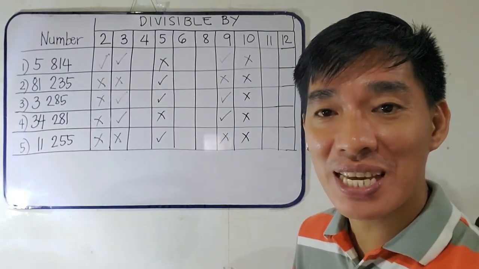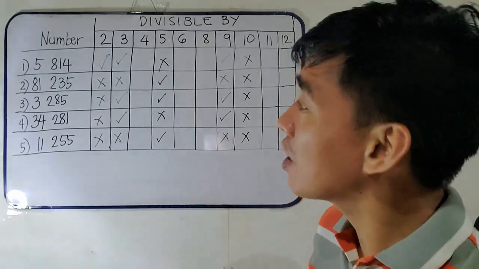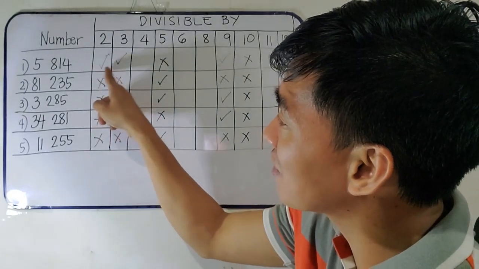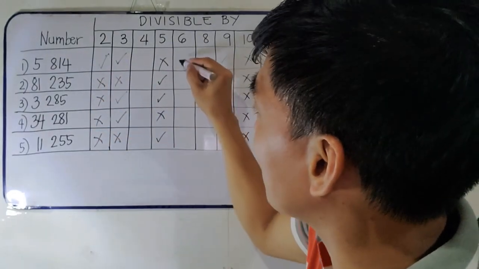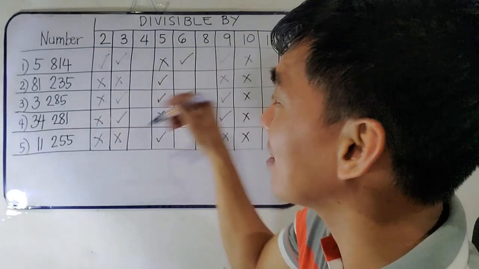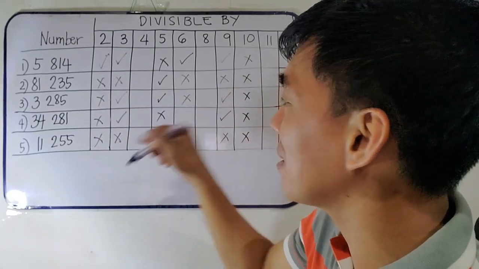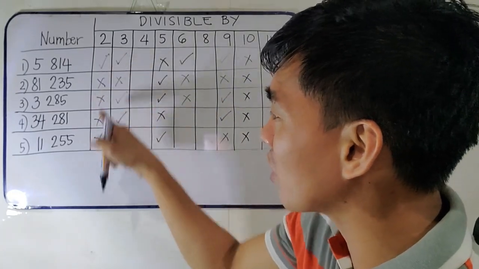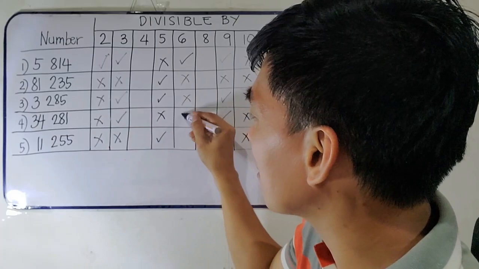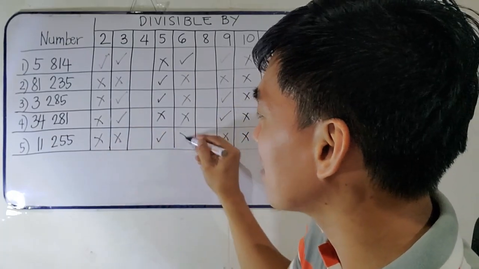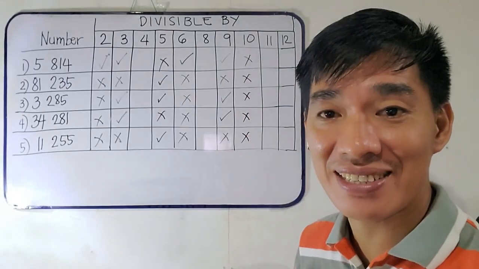Let us now proceed to the column of 6. Of course, because this number is divisible by both 2 and 3, that's divisible by 6. This is not divisible by 6. This one is also not divisible by 6. It's supposed to be double-checked. 2 and 3, not divisible by 6. This one is not divisible by 6.